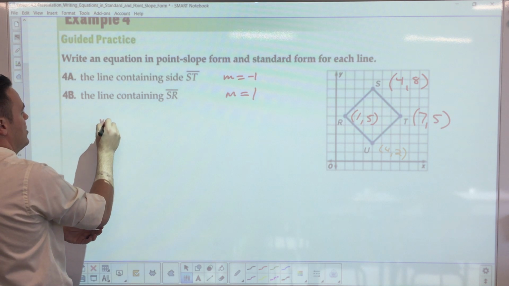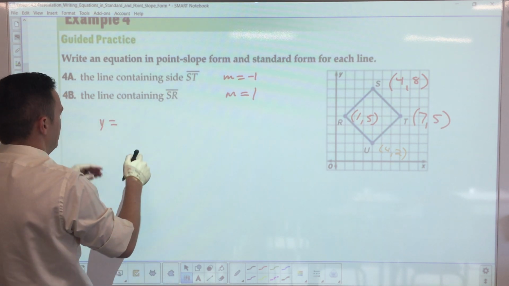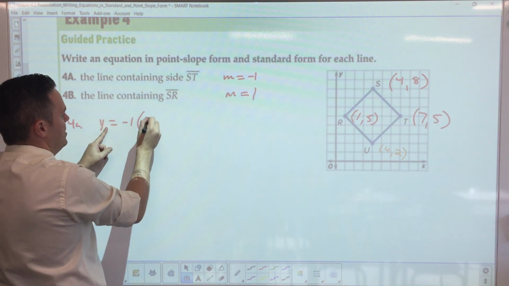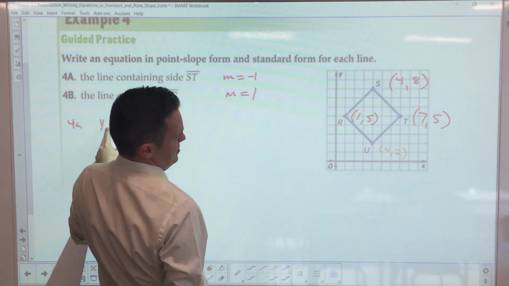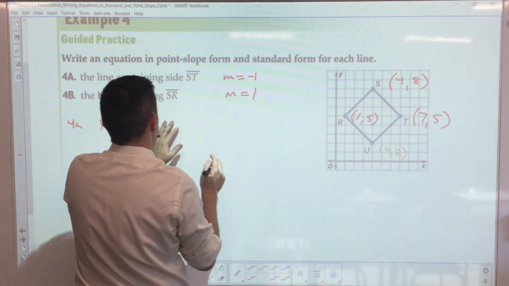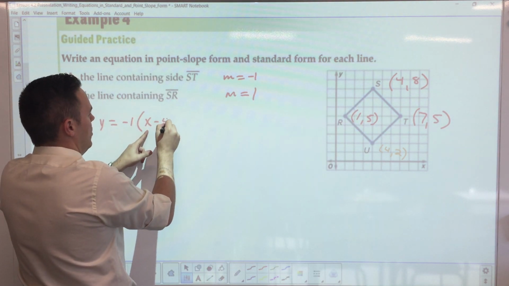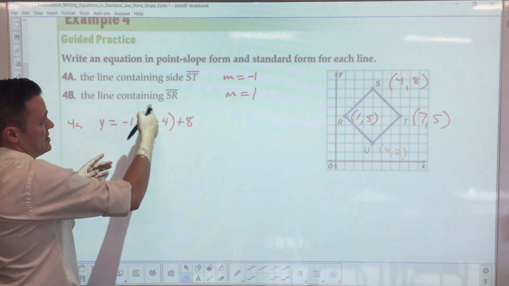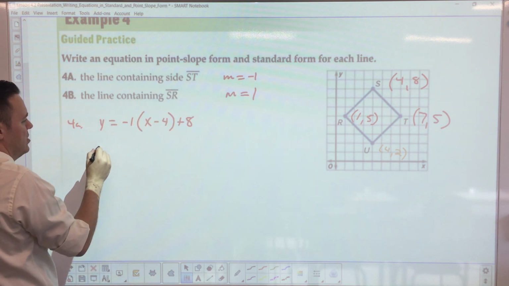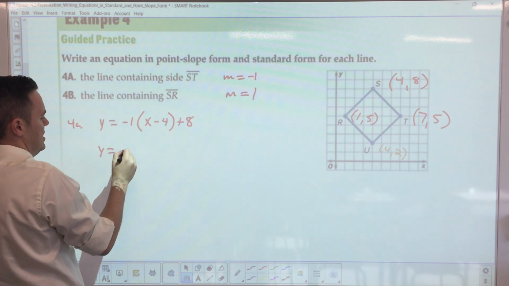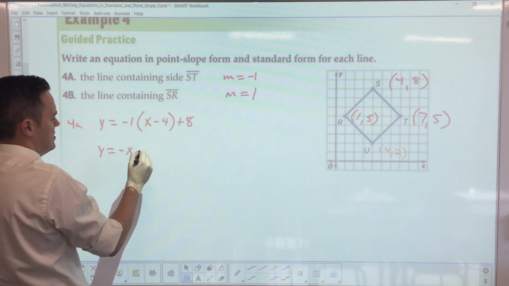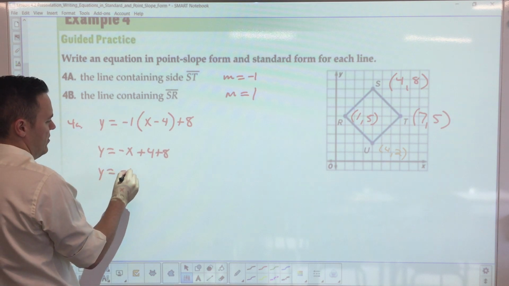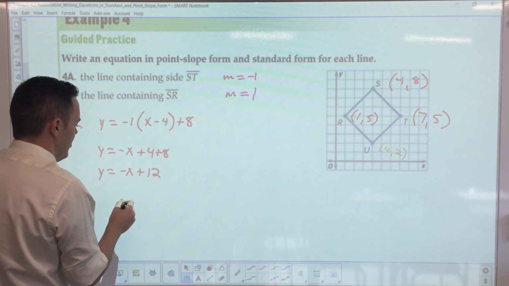Point-slope form is y minus y1 equals m times x minus x1. So for 4a, it's going to be y equals negative 1, x minus, and let me pick point T, that seems smoother, 4 plus 8. Then you distribute. That's point-slope form, and we have to get it into standard form. So it's y equals, distribute, negative x, that becomes plus 4, plus 8. y equals negative x plus 12.